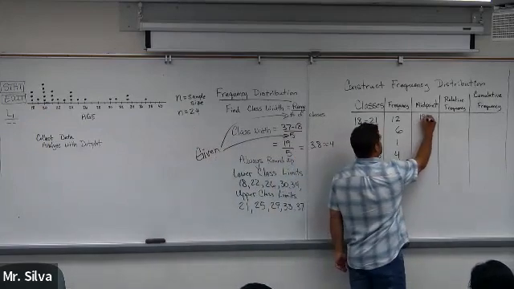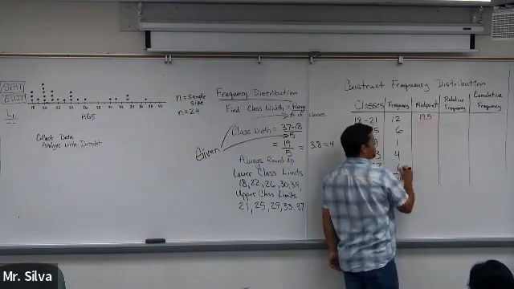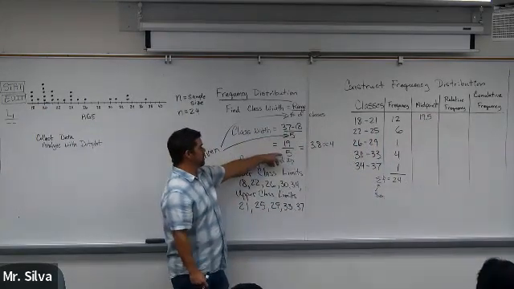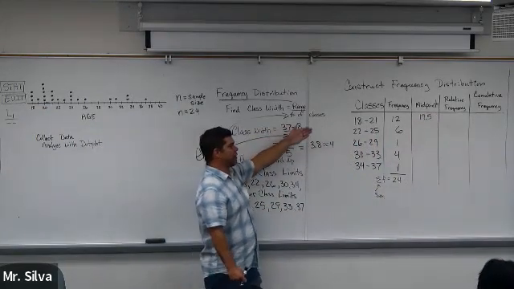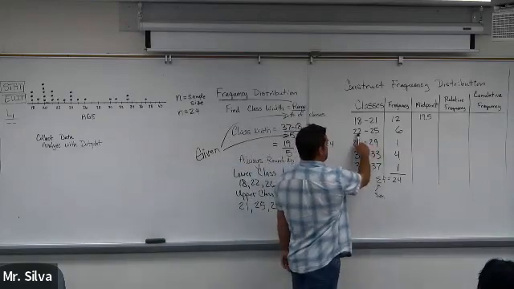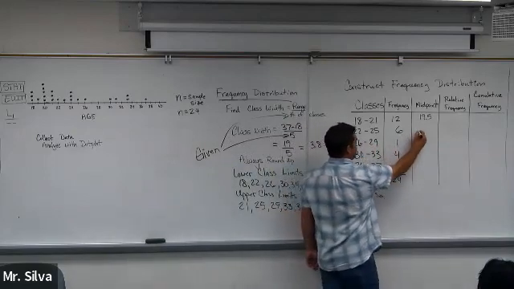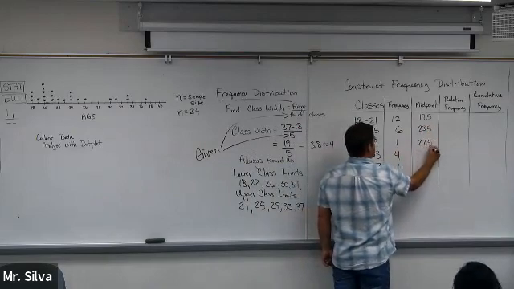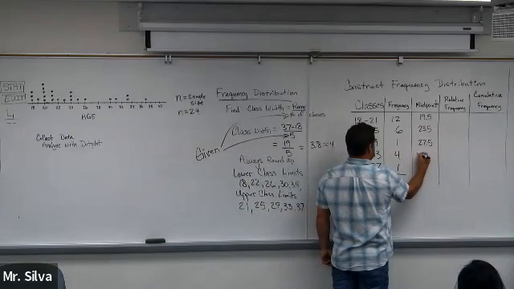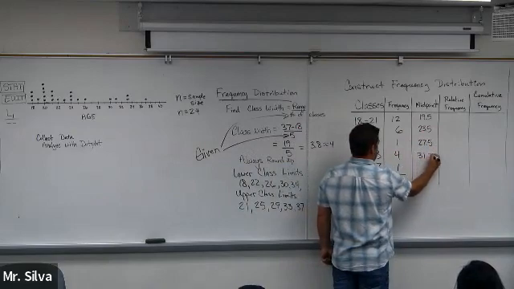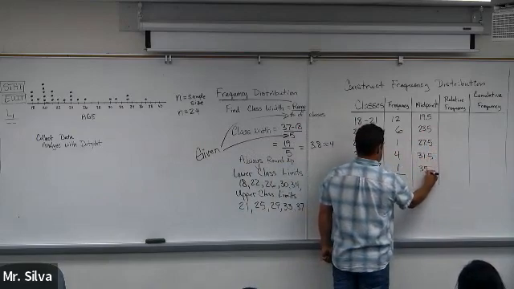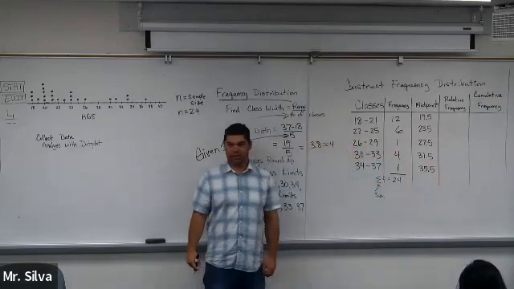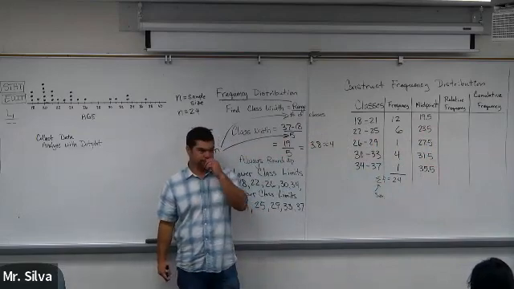19.5. Once you get the first midpoint, my class width is 4. So I can just add 4 each time. Instead of figuring out the midpoint for all these, I'm just going to add 4 to that. 23.5, 27.5. Can I still add 4? Those are the midpoints. Again, midpoints are only used when we construct histograms.